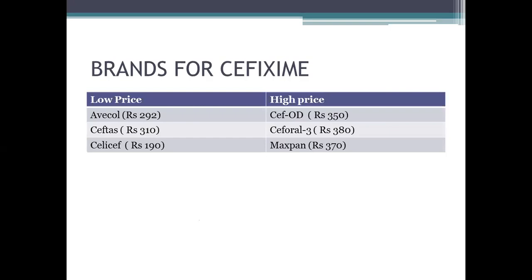Here I have the brands for cefixime, which are categorized according to low price and high price. If you look at the total range, we see that cefixime is not very expensive. It is not a very high-end product, and it is very pocket-friendly. The low price ranges from 190 rupees to 310 rupees, and the high price doesn't have very much drastic variation. It varies from 350 rupees to 380 rupees.